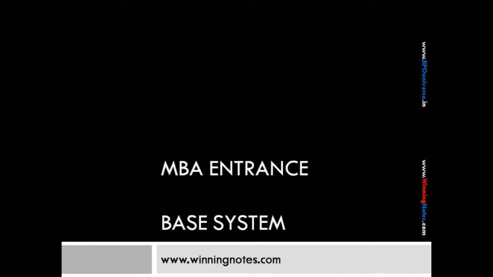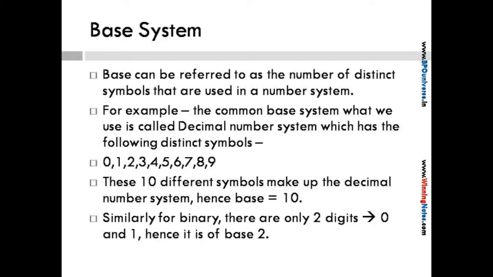In this session we are going to talk about what we mean by base system, or rather what are the various kinds of number systems. You would be aware, or would have already heard, about the decimal number system. And do you know what we mean by that? A decimal number system represents the digits from 0 to 9.